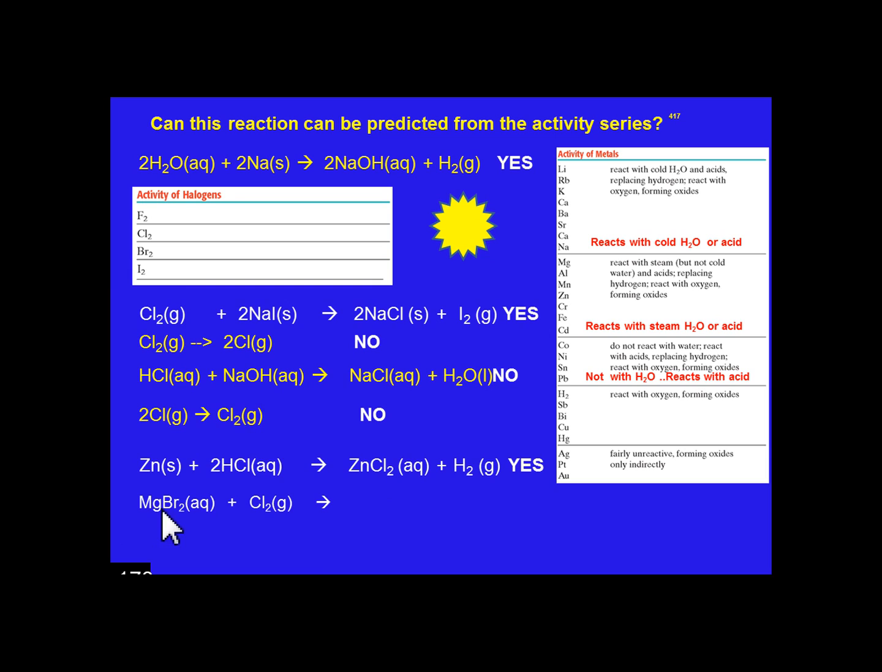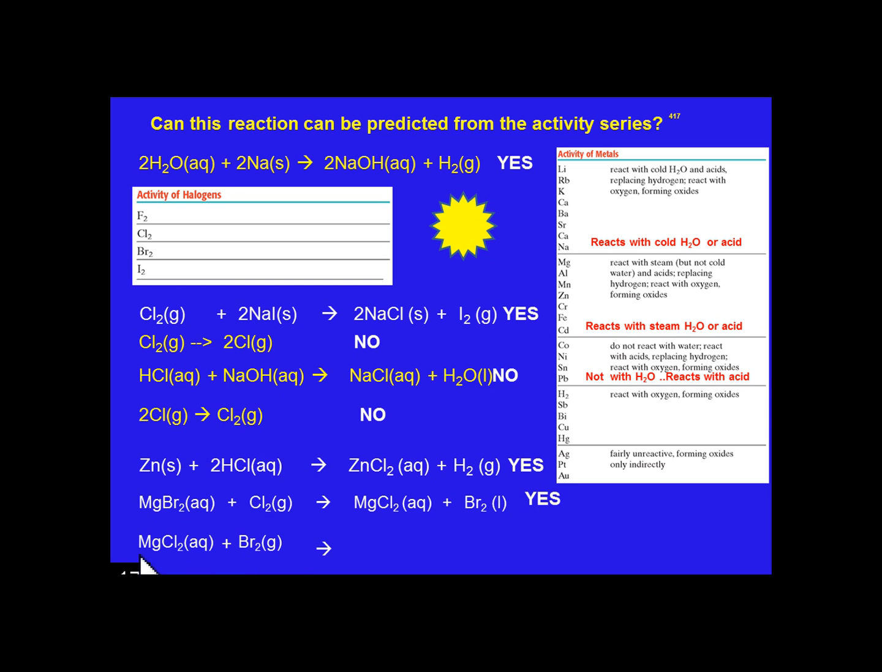Here's one. You have magnesium bromide. So look at your nonmetals again. Your bromine is here and your chlorine is here. So the chlorine is more reactive than the bromine, so it can replace it, forming magnesium chloride and bromine. So yes, you could predict that.